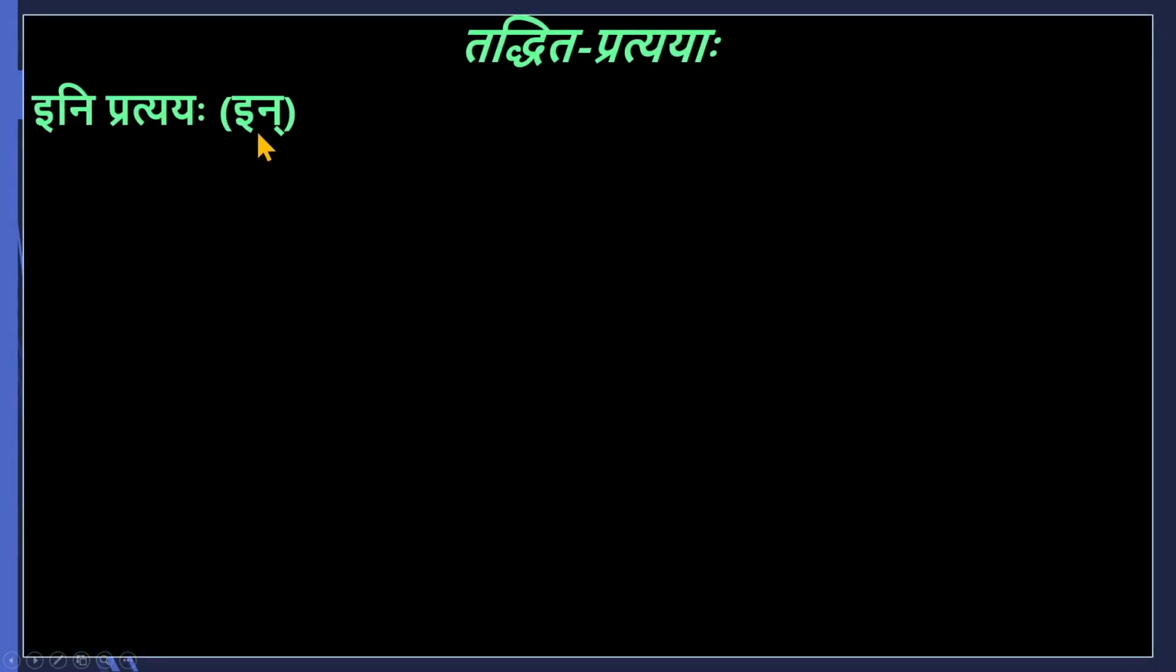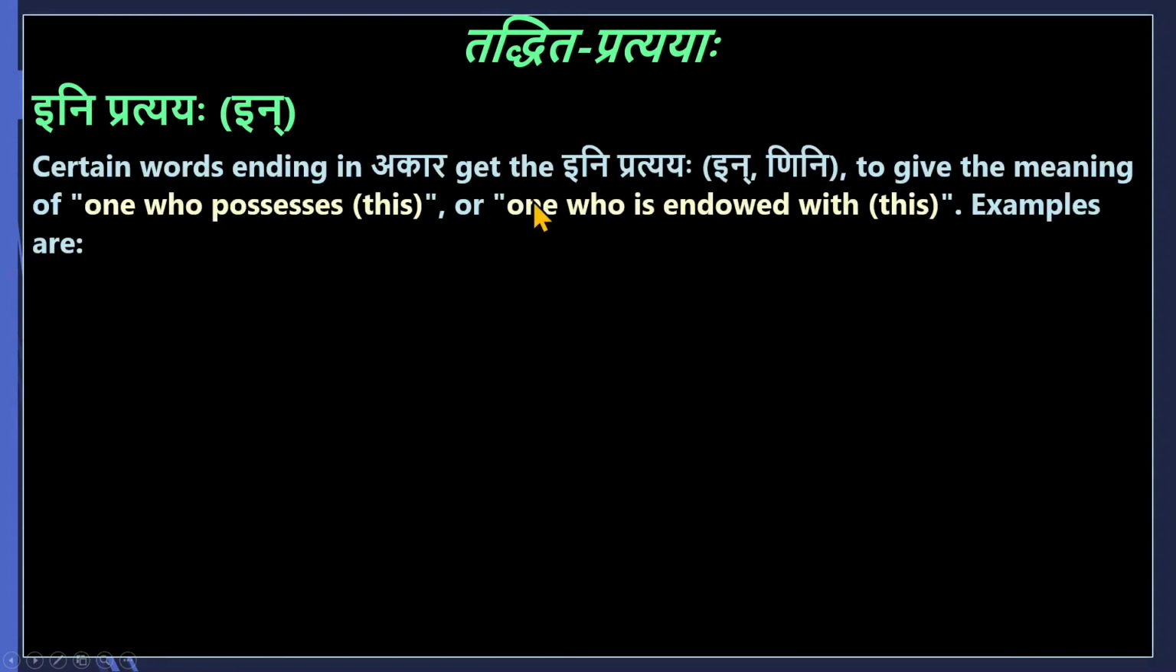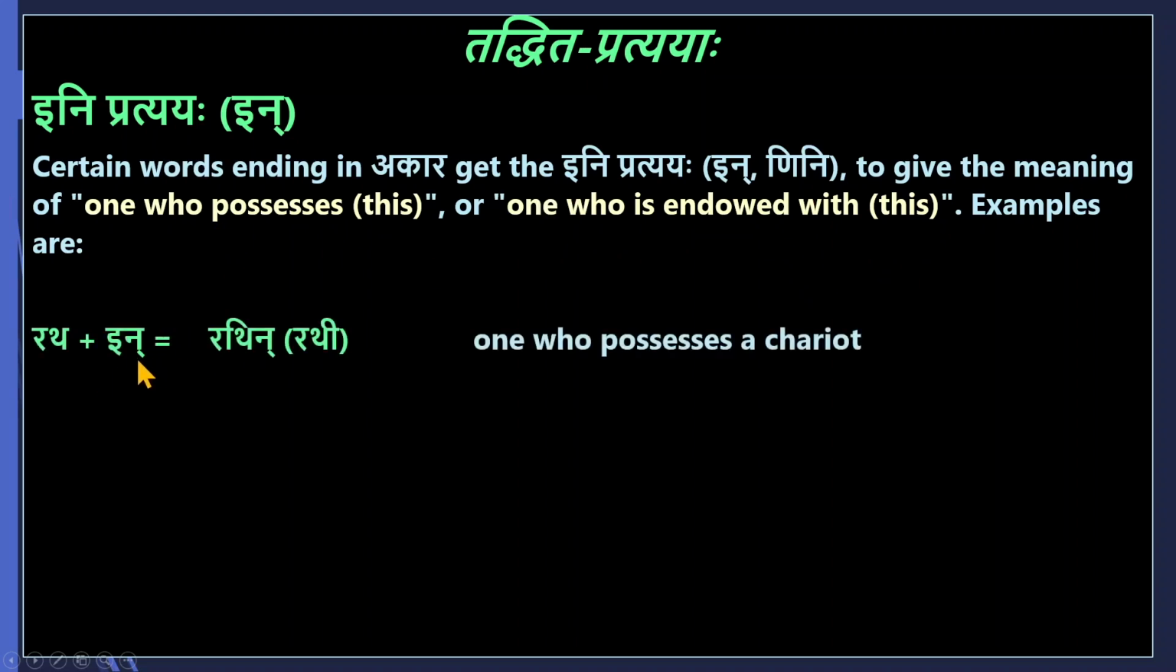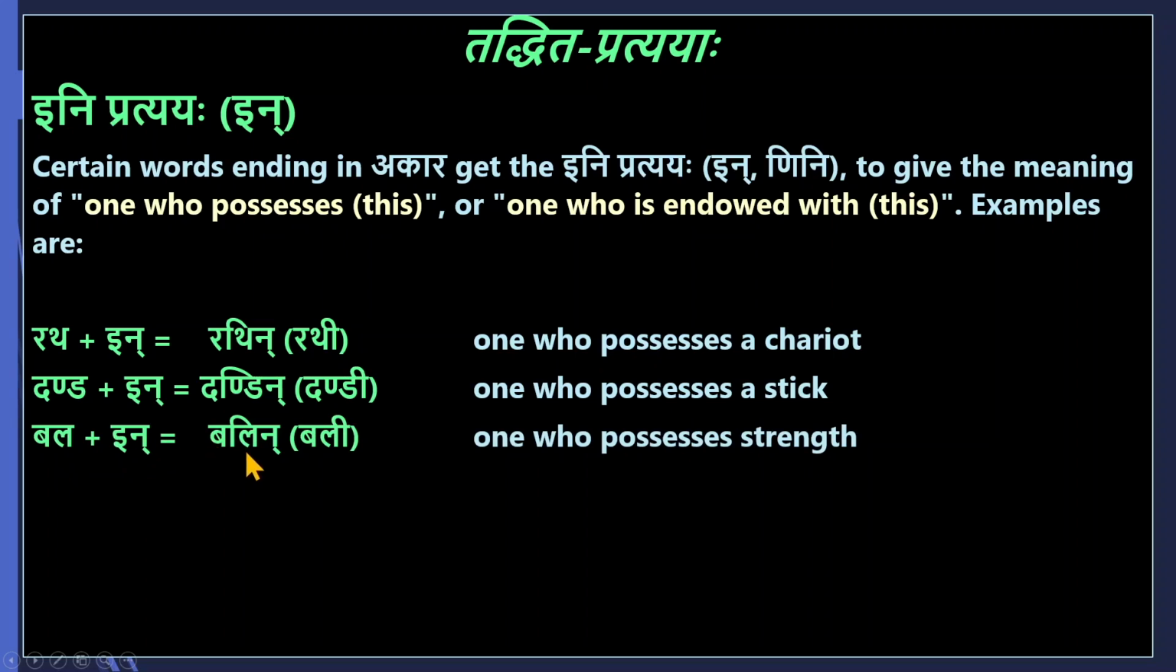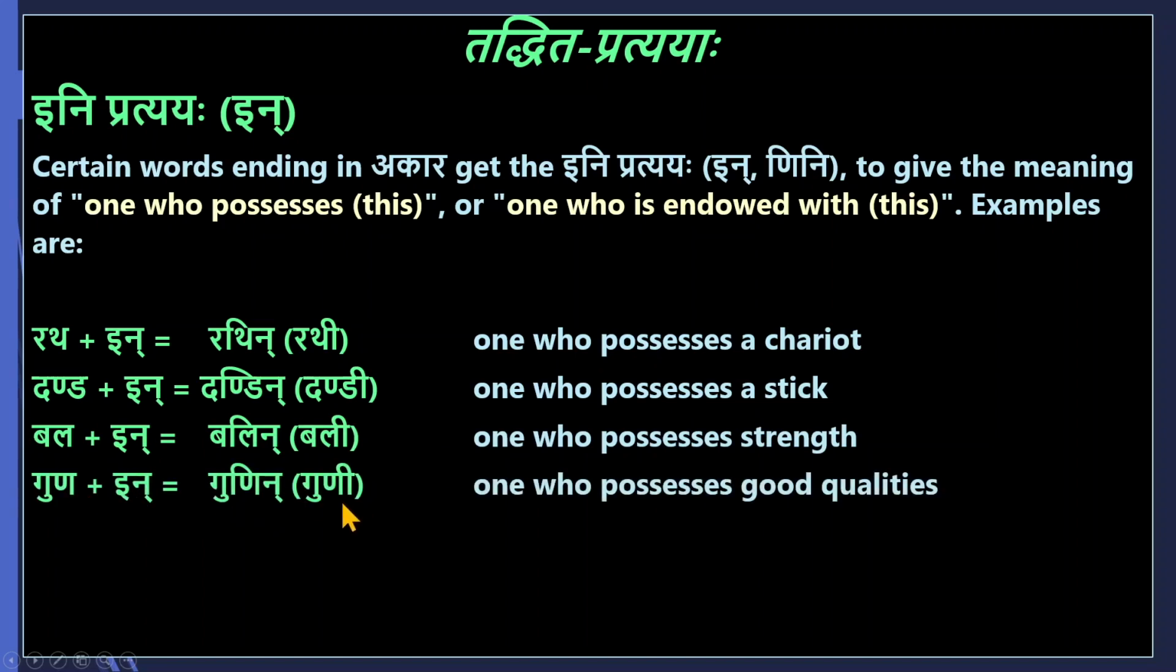Now the ini pratyaya, or in. Certain words ending in akara get the ini pratyaya, in or nini, to give the meaning of one who possesses this, one who is endowed with this. Examples are Ratha plus in is Rathin or Rathi, one who possesses a chariot. Danda plus in is Dandin, becomes Dandi, one who possesses a stick. Bala plus in is Balin, Bali, one who possesses strength. Guna plus in is Gunin, Guni, one who possesses good qualities.